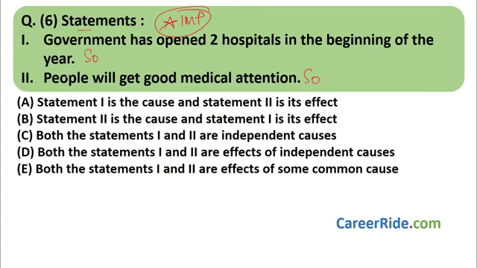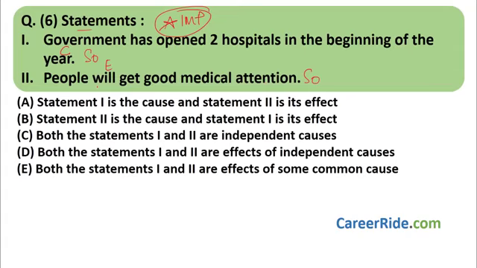Now if you see the second sentence, it says people will get good medical attention, so government has opened 2 hospitals. You might think that this makes sense, and you might mark B, but actually this is grammatically wrong. Only the first combination makes sense. Government has opened 2 hospitals, so people will get good medical attention. This is the cause and this is the effect.